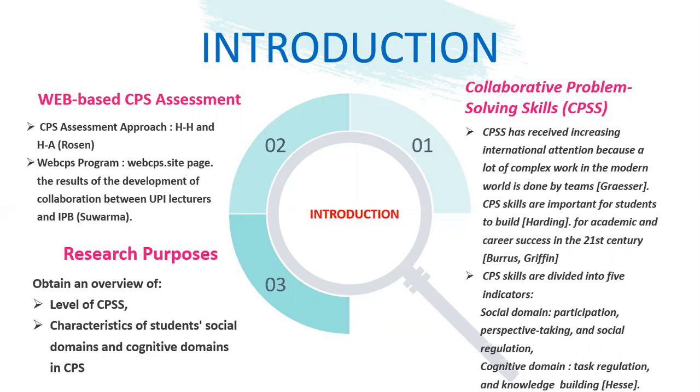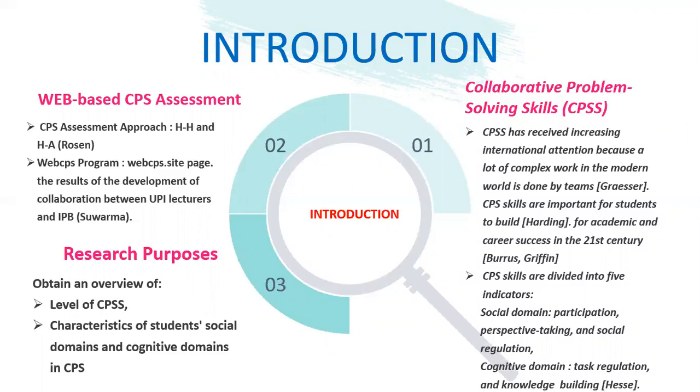CPS skills are divided into 5 indicators. The social domain includes participation, perspective taking, and social regulation. The cognitive domain includes task regulation and knowledge building, according to Hesse. So, the teacher's challenge is not only to define the CPS skills, but also how to assess and monitor these skills. There are two approaches in assessing CPS skills: human-to-human approach and human-to-agent approach, according to Rosen.